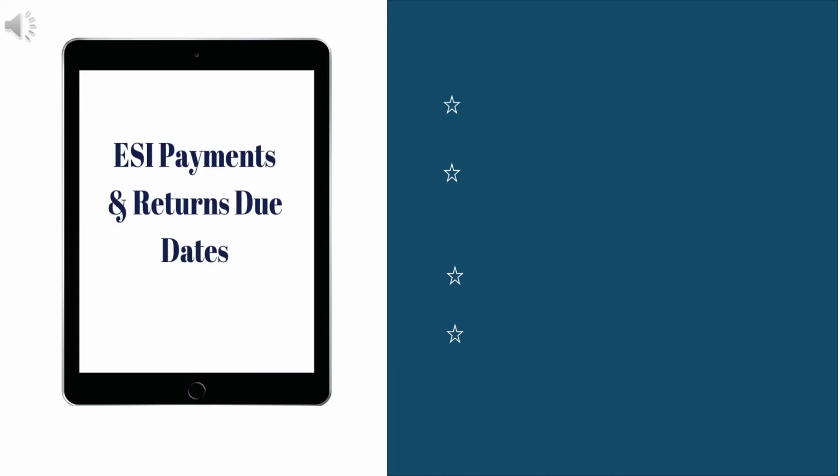ESI payments and returns due dates. The ESI contribution is to be paid to the government within 15 days from the end of the month. For example, for the month of April, the due date to pay the contribution to the government is on or before 15th May.